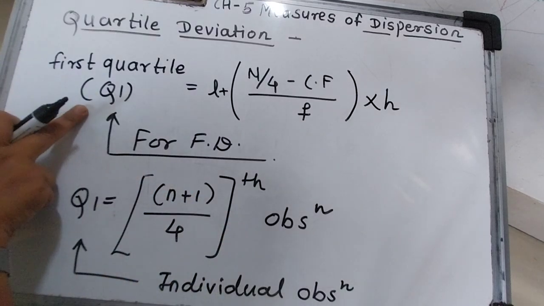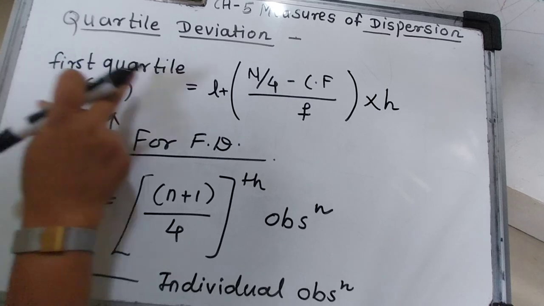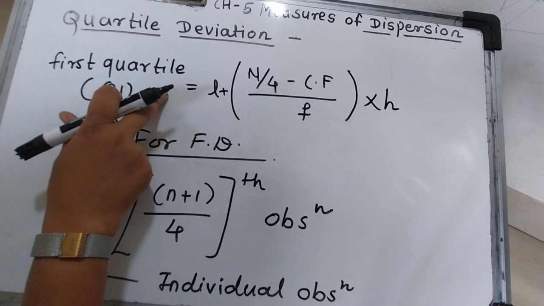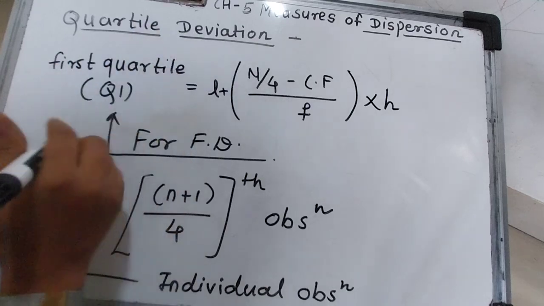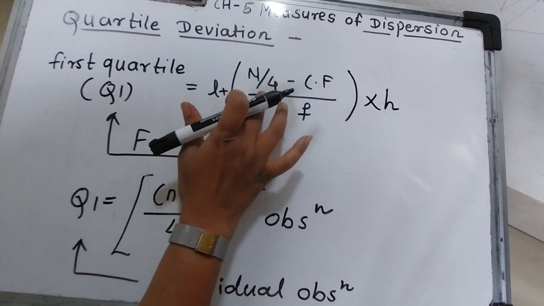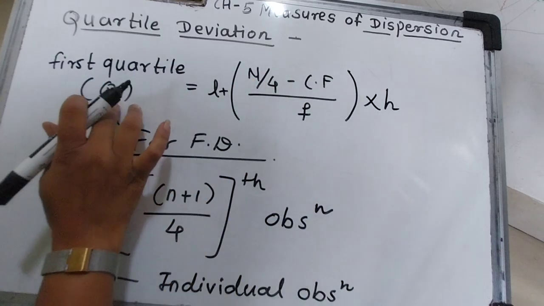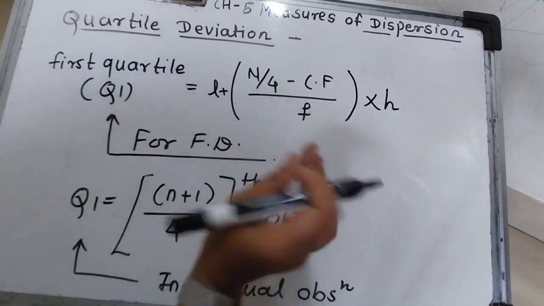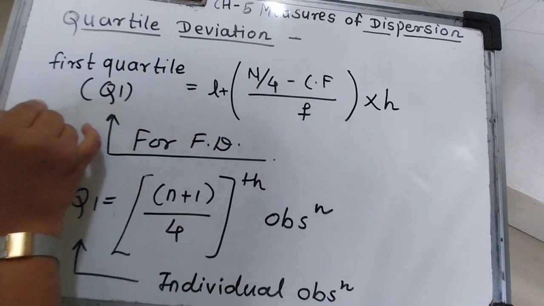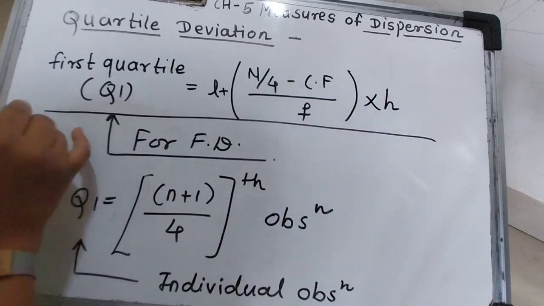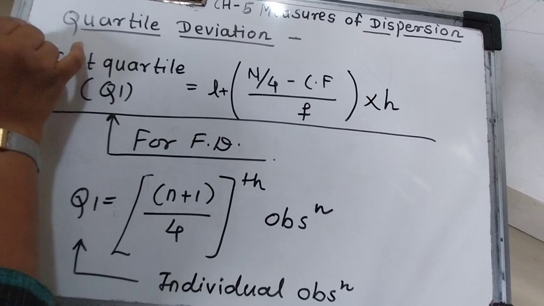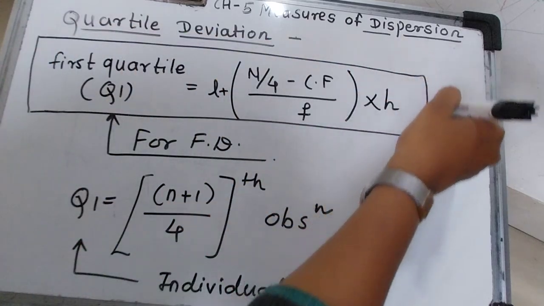First, Q1, we called it the first quartile. See, L plus (n/4 minus CF) upon F into H. Okay, it is similar to median. The formula is similar to median, not exactly, but the process and all the steps are the same.